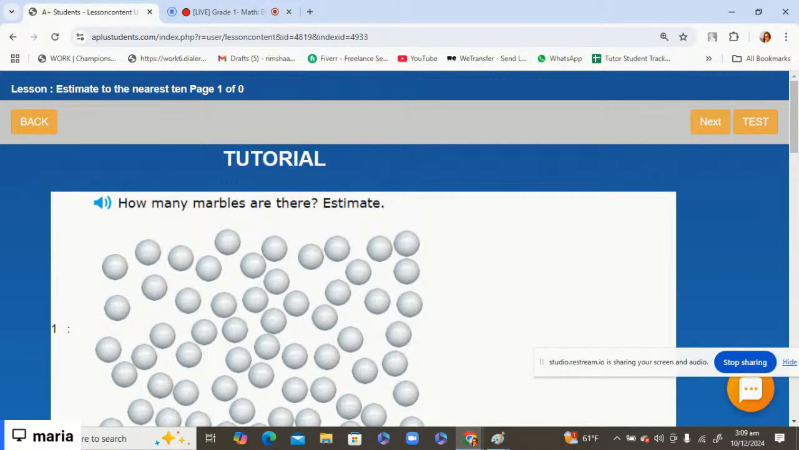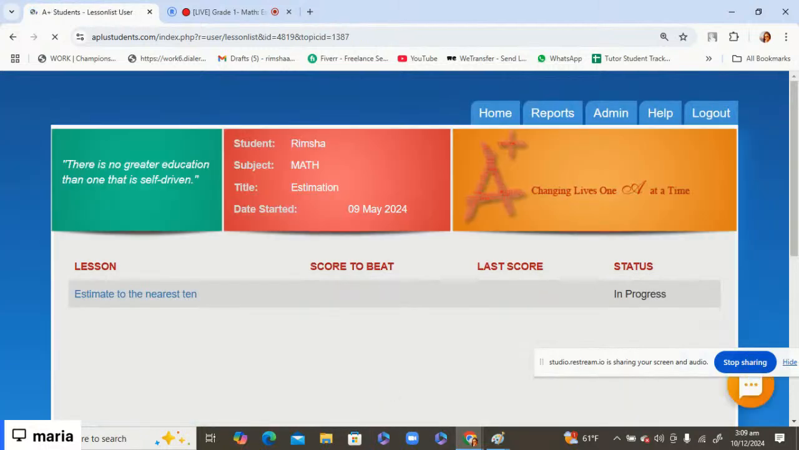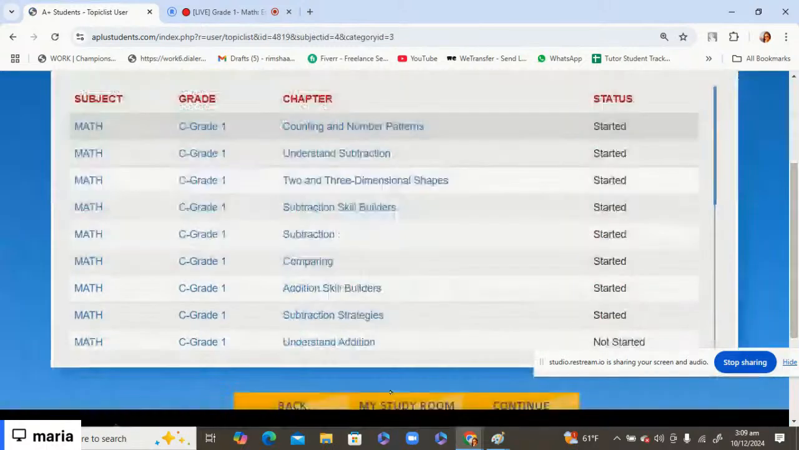So let's do the next. Here is basically the lesson, estimation to the nearest 10. Okay, let's do the next chapter.